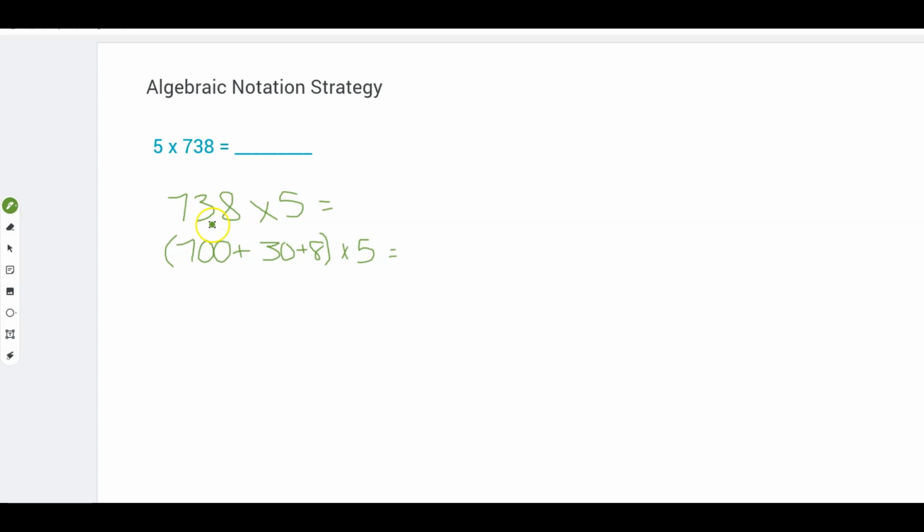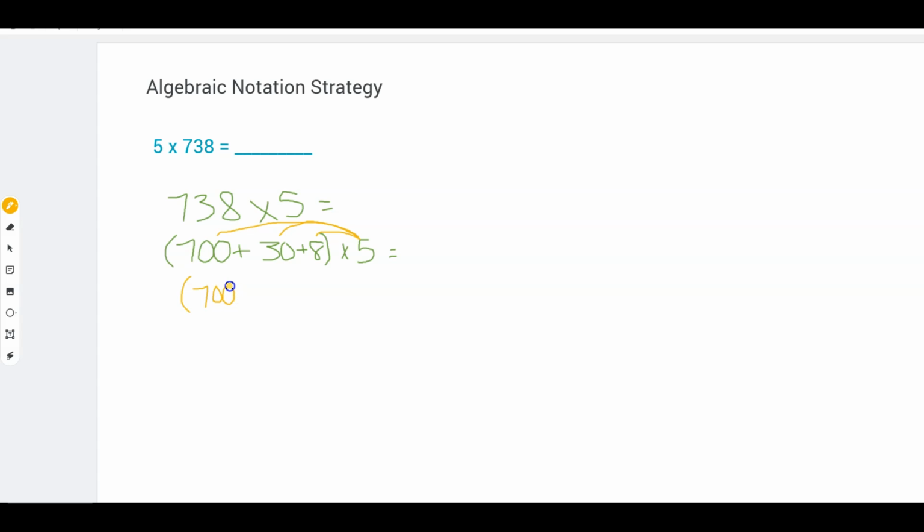Notice I've not changed anything about this equation besides just writing it in expanded form. This is the standard form and this is the expanded form of 738. Then I can use what I know about the distributive property to distribute the 5 times the 8, 5 times the 30, and the 5 times the 700. In other words, it may look something like this.